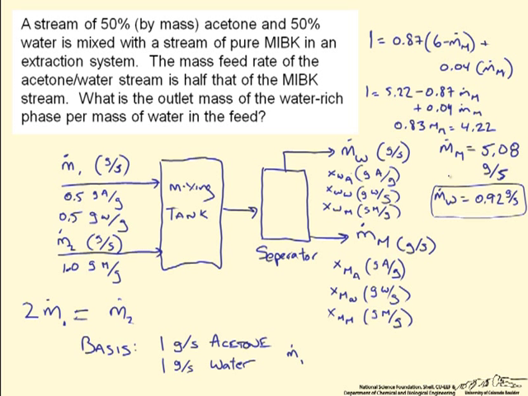So hopefully this gives you an idea of using a ternary phase diagram in conjunction with a material balance in solving what the equilibrium concentrations are going to be in the 2 phases, if there are 2 phases.